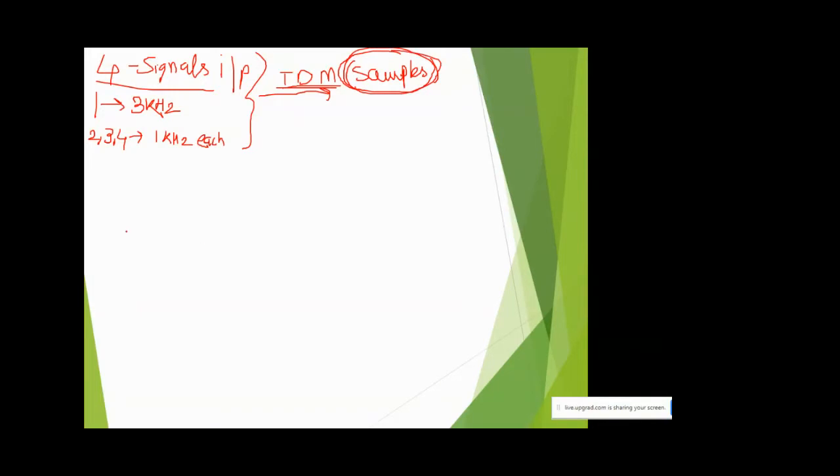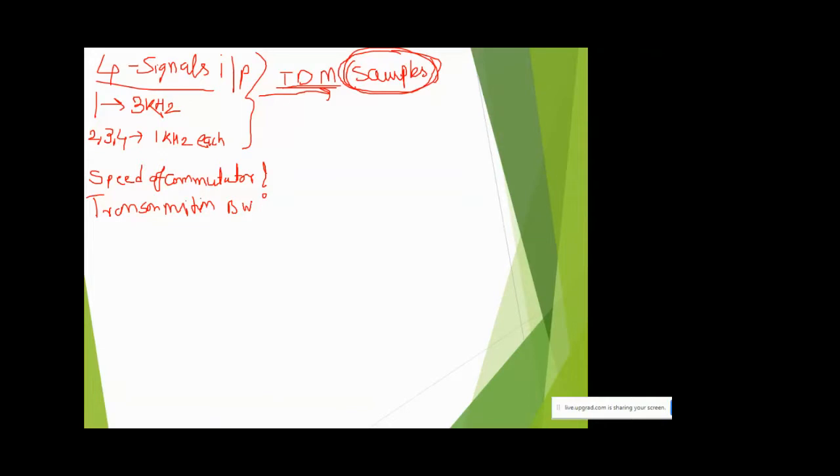So what we have to calculate here is, first, the speed of the commutator. That is the first parameter we have to calculate. And we also have to calculate the transmission bandwidth.